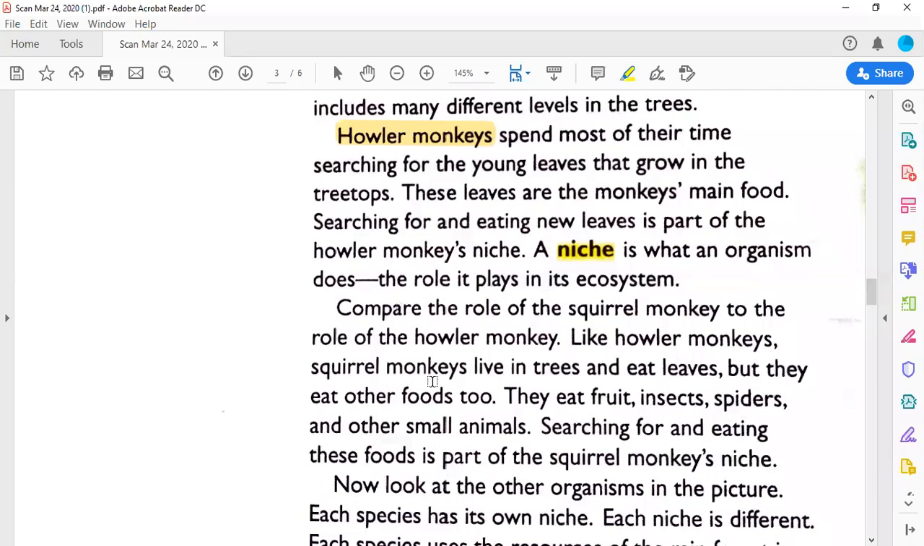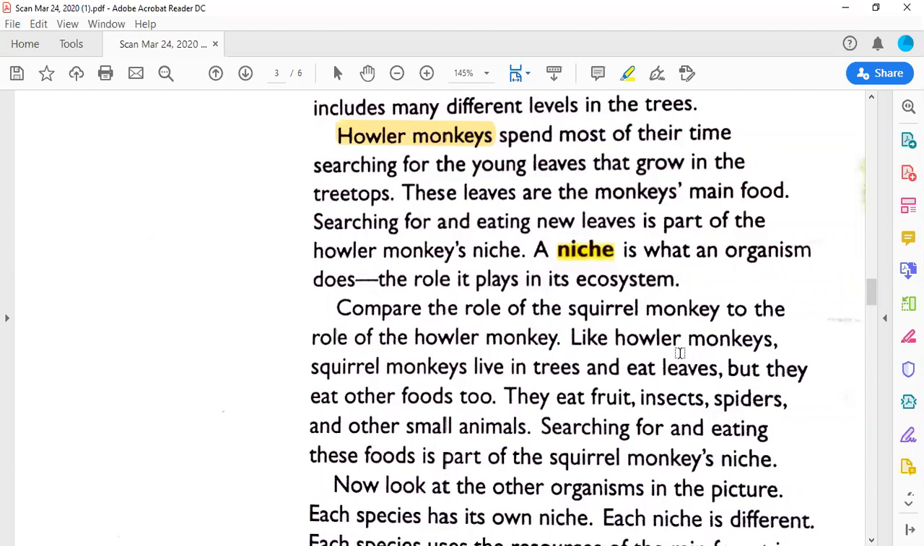And we're going to discuss a little bit. Remember, a niche is what each organism does, the role it plays in the ecosystem. For example, what does the howler monkey do? It said that it searches for young leaves that grow in the treetops, okay? Because this is the monkey's food, okay?